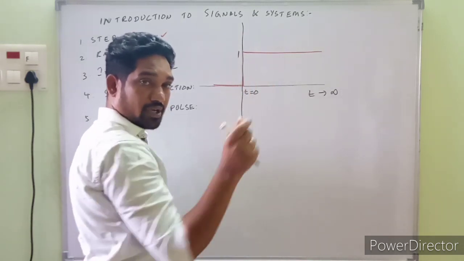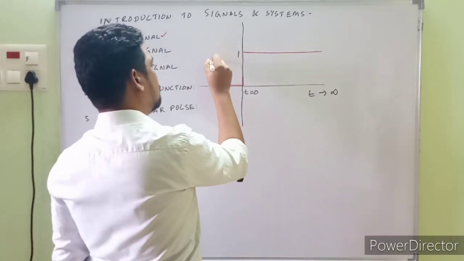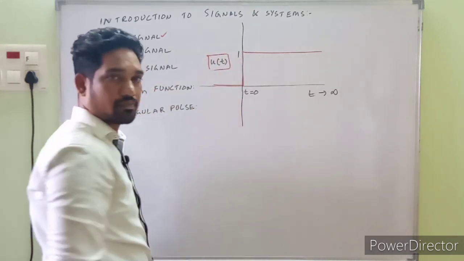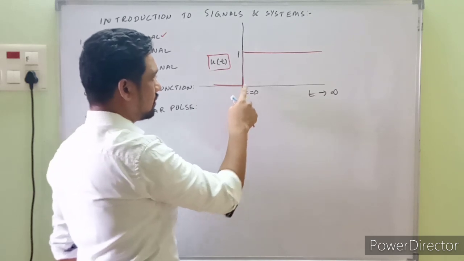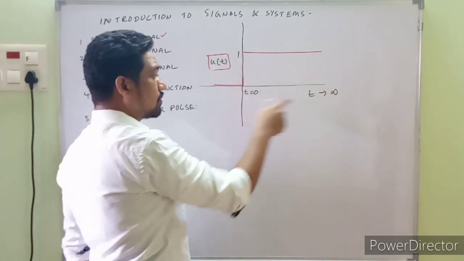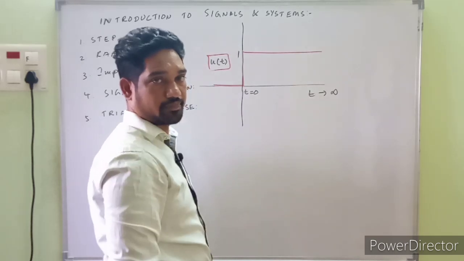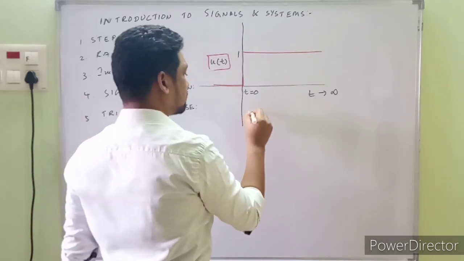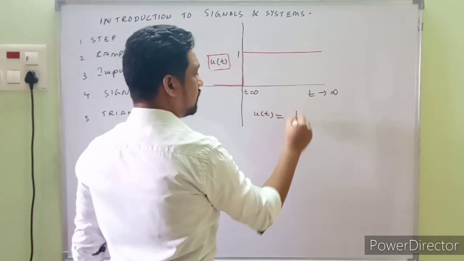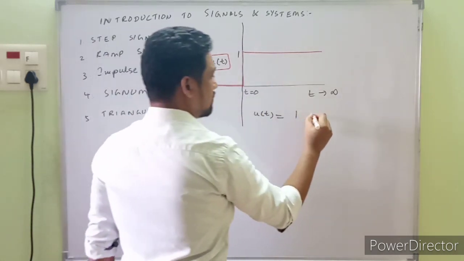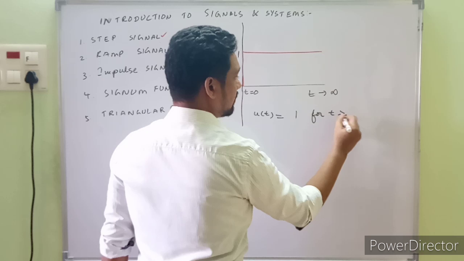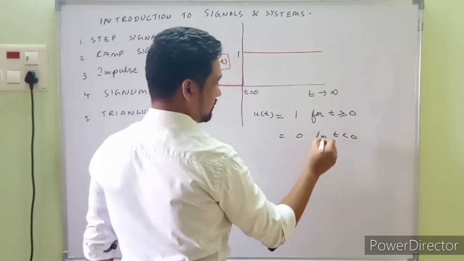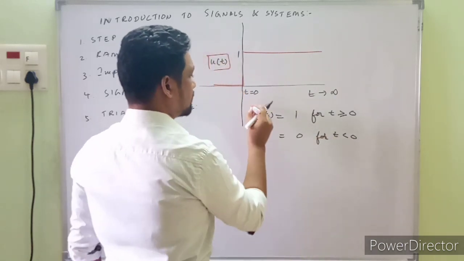And how do we represent it? u of t is the representation for a step function. It is valid from t equal to 0 to positive infinity. And what is the mathematical representation? u of t is equal to 1 for t greater than or equal to 0, and equal to 0 for t less than 0. This is the mathematical representation of a step function.